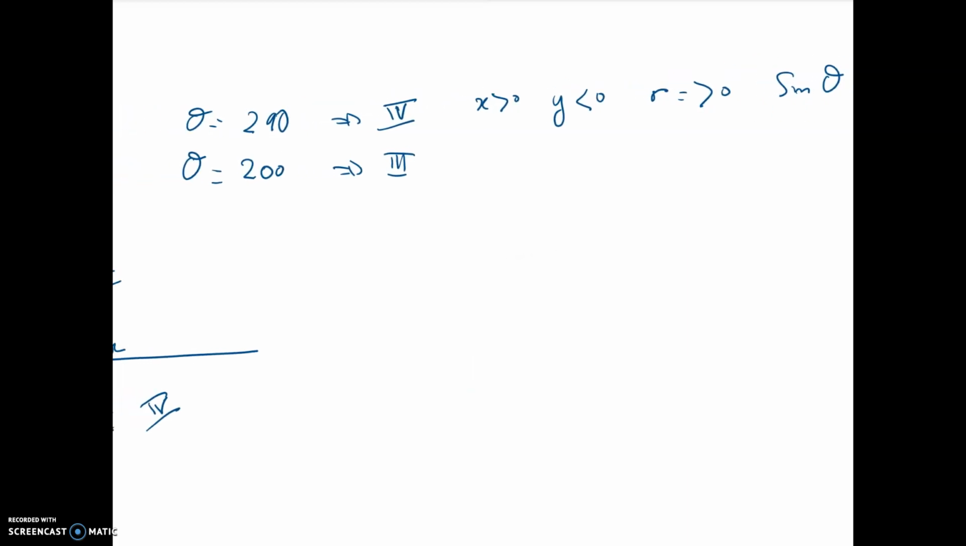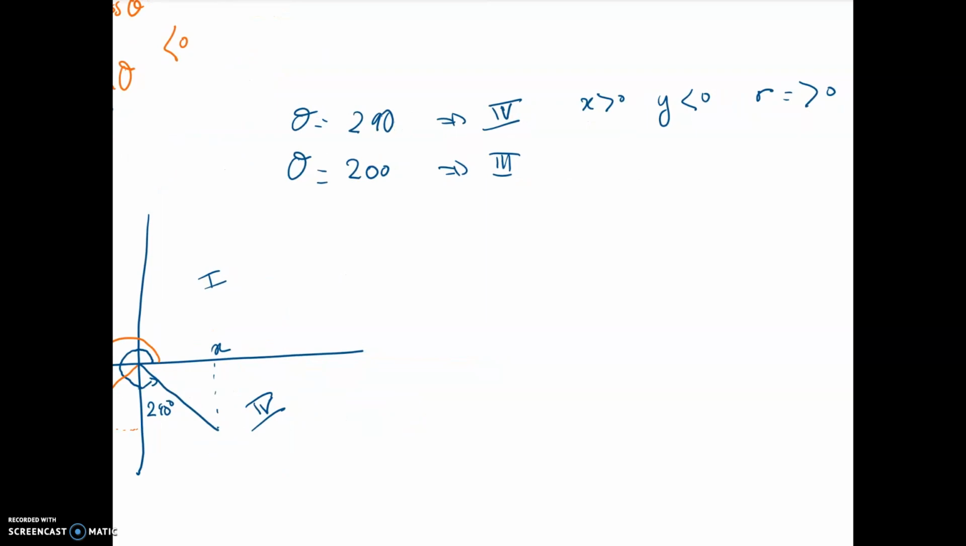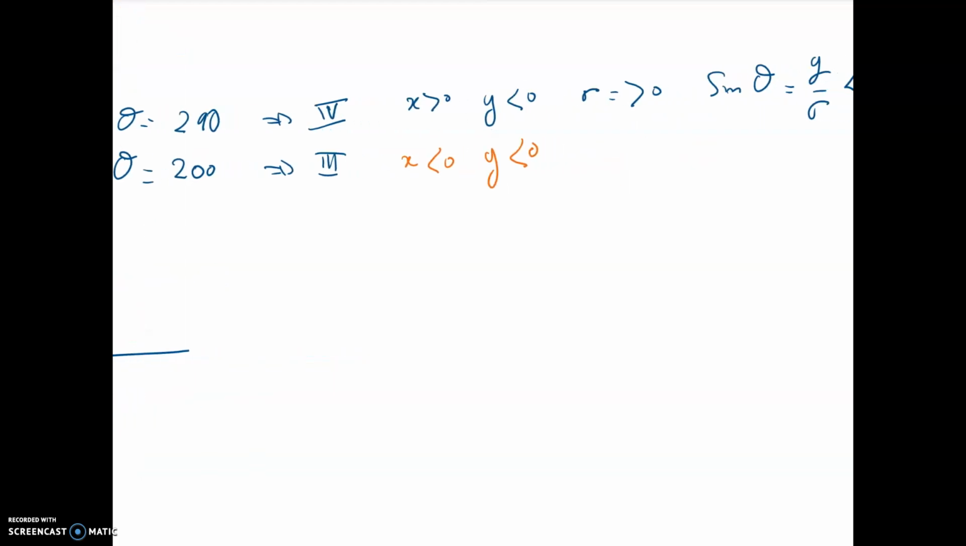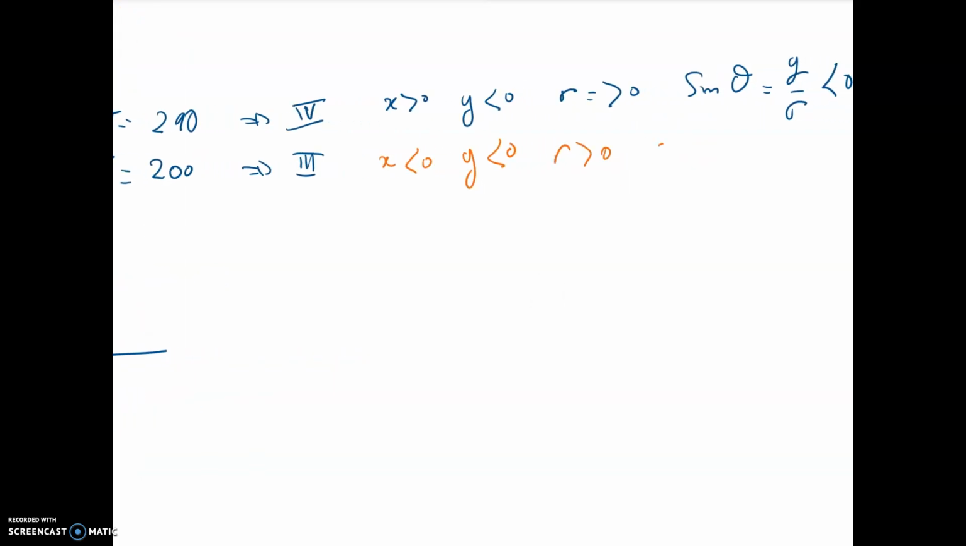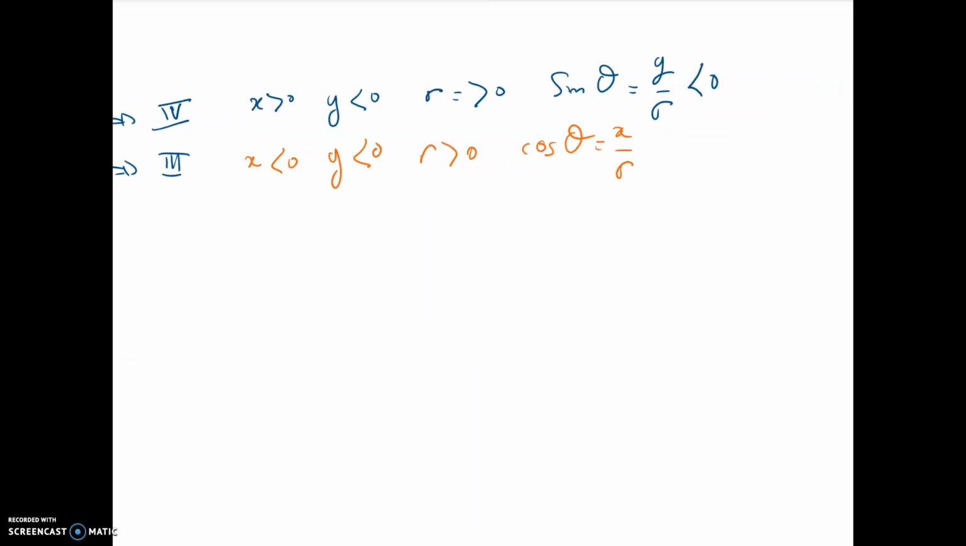Now, for theta equals 200 degrees, I can see clearly that x is negative, and y is negative as well. So I'm getting x negative and y negative. No matter what, I will deal with r always positive, and the cosinus of 200 degrees, so the cosinus of my angle theta, which is x divided by r, is negative, because x is negative and r is positive.